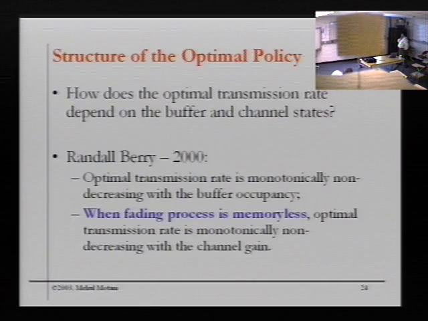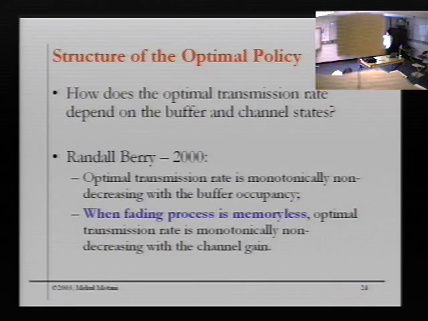Okay, remember I said two things: look at the structure of the optimal policy, and compare the performance to less adaptive schemes. So let's look at the structure. How does the optimal transmission rate depend on the buffer and channel state? When the channel is memoryless, this problem was answered in 2000 by Randall Berry. He looked at delay instead of buffer overflow, but it's easy to go between buffer overflow and delay. Right now we're looking at delay because it's a little easier to work with, but in this talk it'll be buffer overflow.